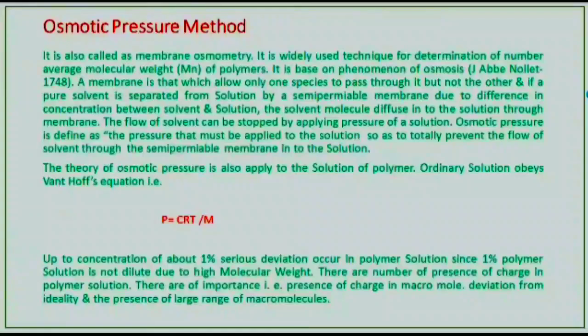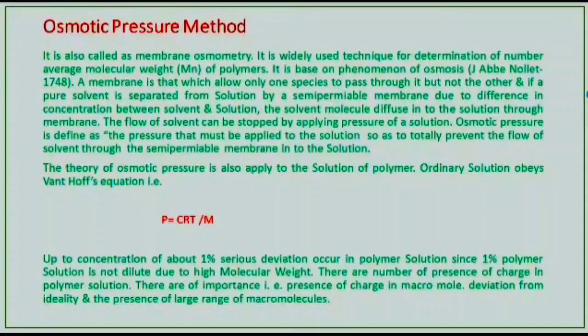Next method for determination of average molecular weight of a macromolecule is osmotic pressure method. It is also called membrane osmometry. It is a widely used technique for determination of number average molecular weight of a polymer. It is based on the phenomenon of osmosis.